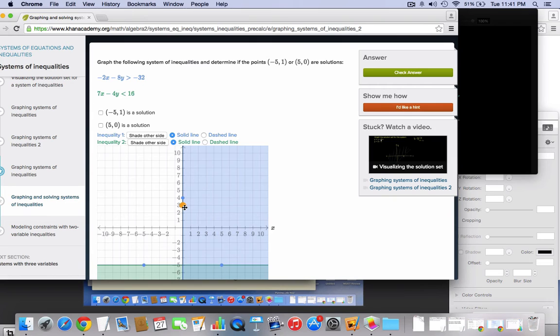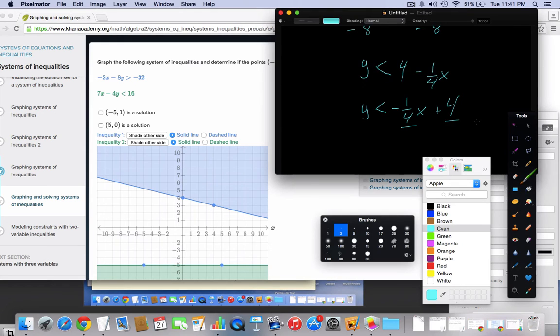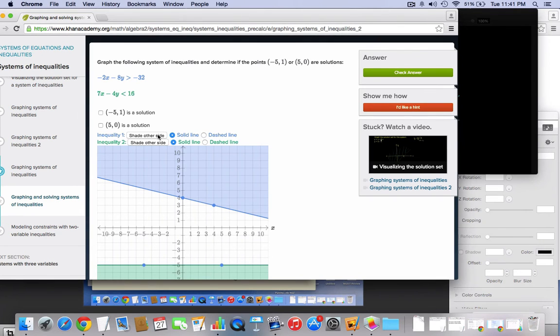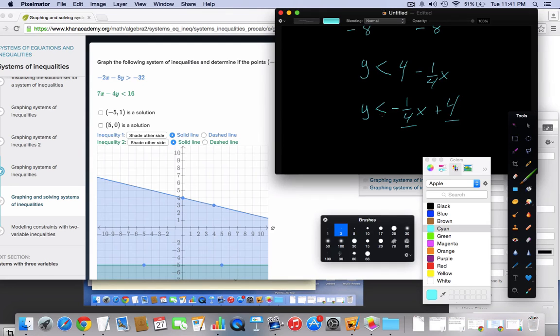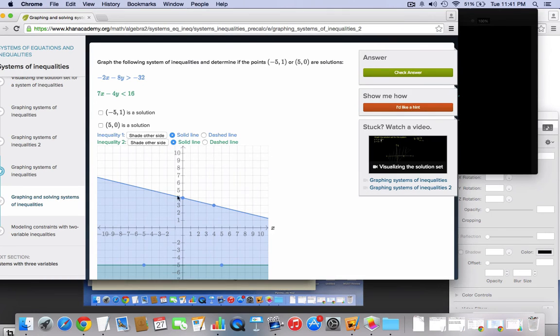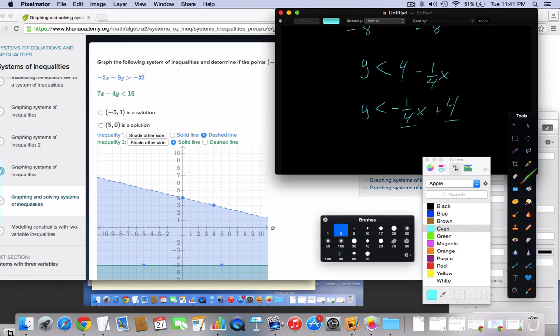So we're going to go down 1 and forward 4. Now, we have to make two decisions. Do we shade above or below? Well, this is a less than sign, so we're going to shade below. And is this a less than or equal to, or just a less than? It's just a less than, so this line cannot be solid. It has to be dashed. Okay, and that gets us our first inequality.